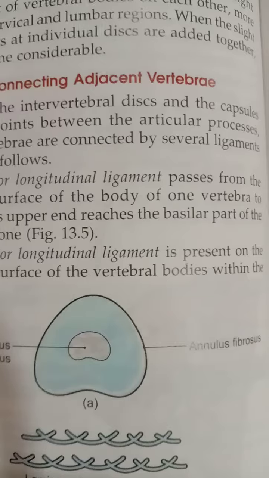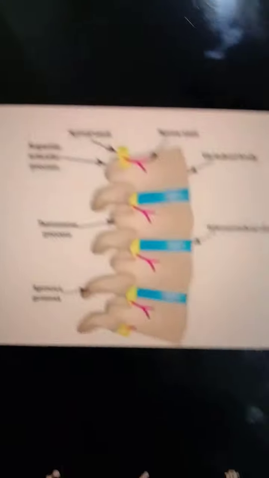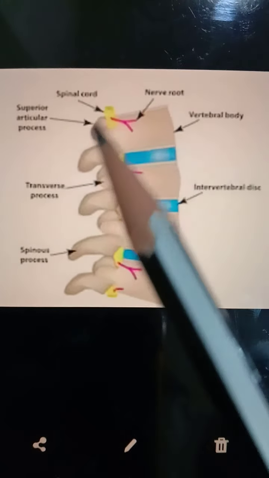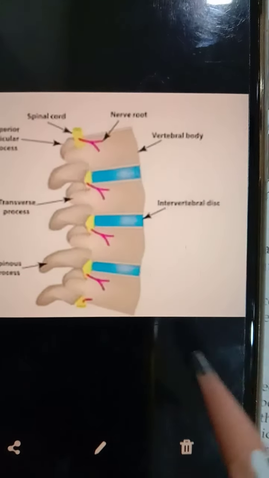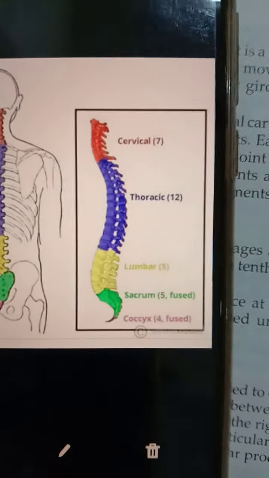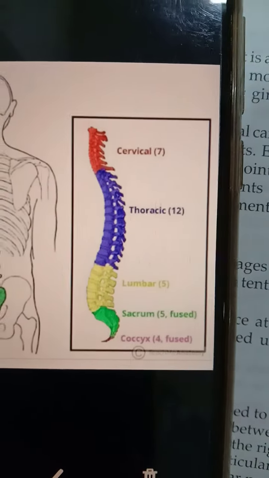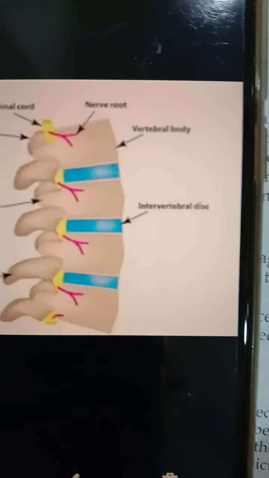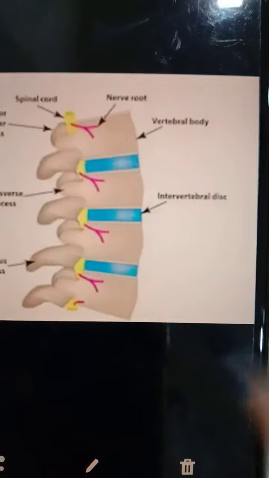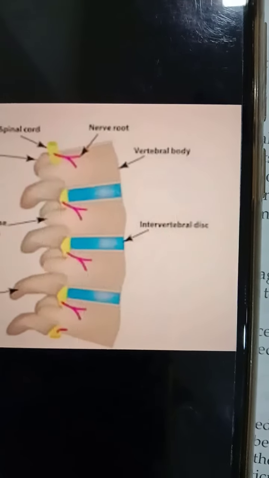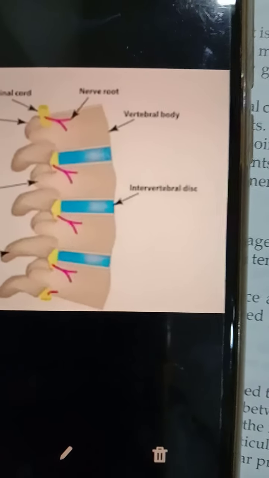As you know, the intervertebral disc is present between two adjacent vertebrae. Here in this diagram you can see that it gives the proper shape to the vertebral column. Second, it acts as a shock absorber or a buffer. Third, because of the elasticity of the intervertebral disc, they allow slight movement of the vertebral bodies on each other.